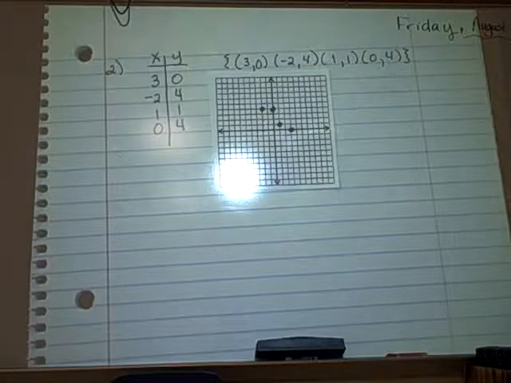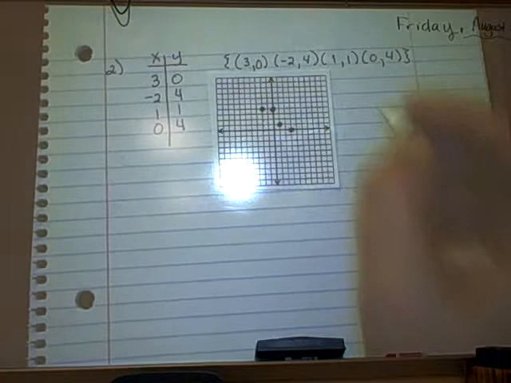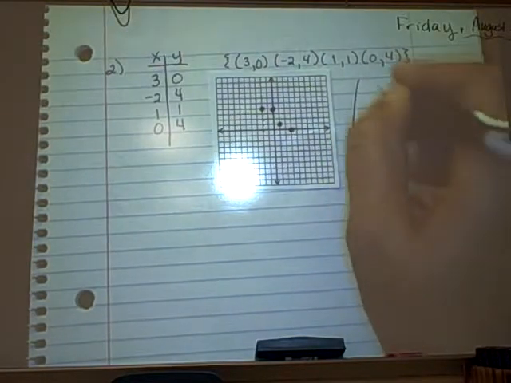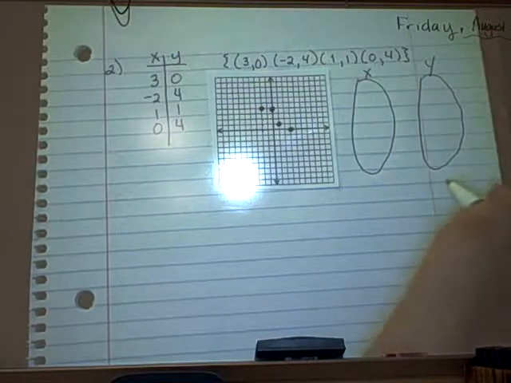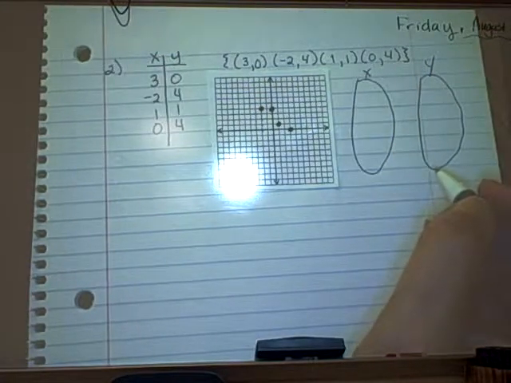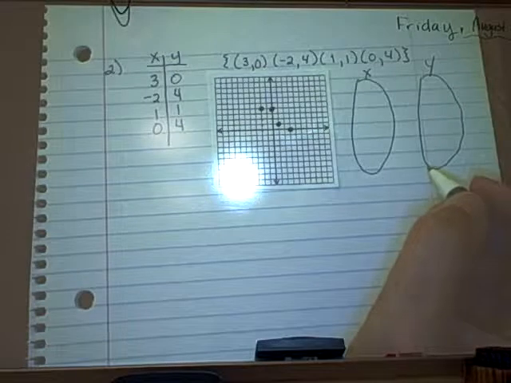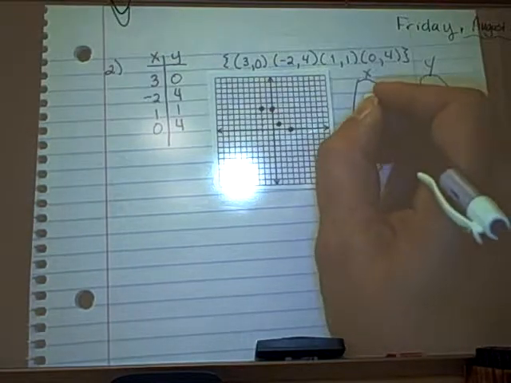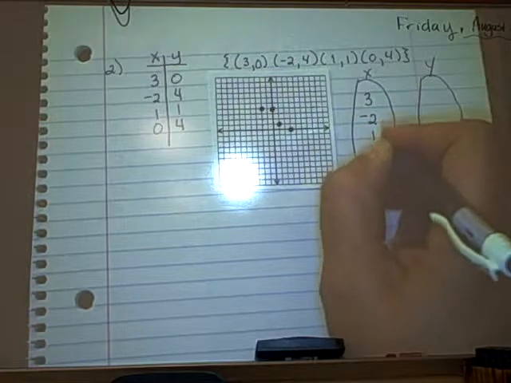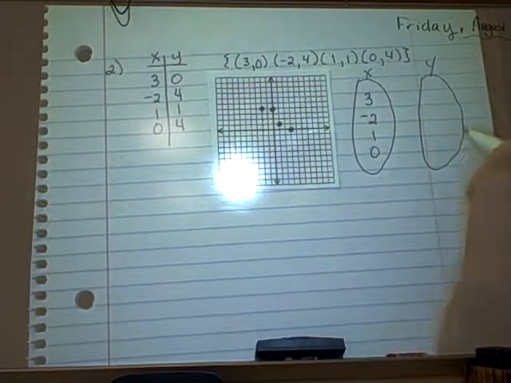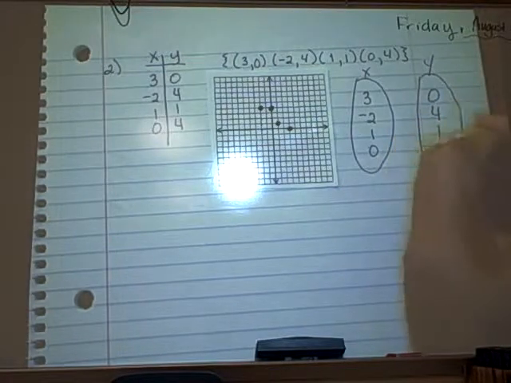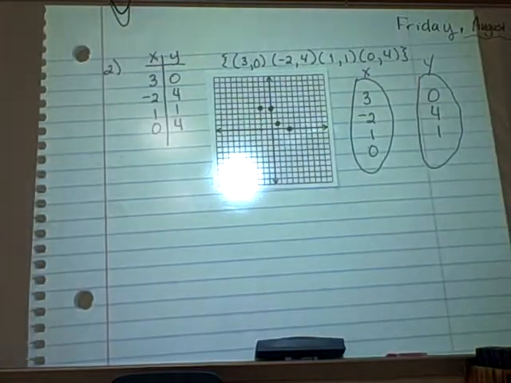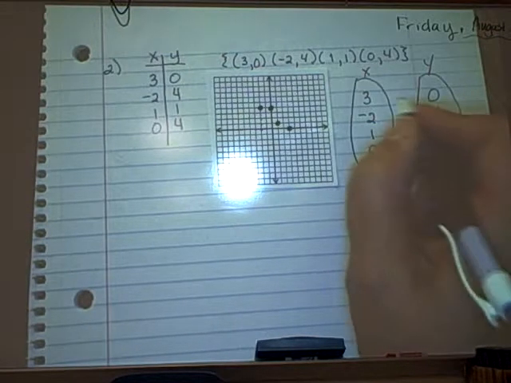So that's 3 of the 4 representations. What's the last one? The mapping. So we got to draw our little ovals or bubbles. And what's the one rule about these? Don't repeat the numbers if they repeat. So in the X one you have 3, -2, 1, and 0. Nothing repeats in that one. But in the Y I have 0, 4, 1, and I'm not gonna write the 4 again. And then draw your little arrows. So match them up. 3 goes with 0.